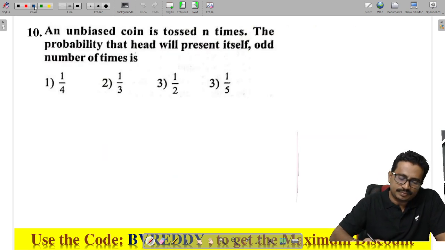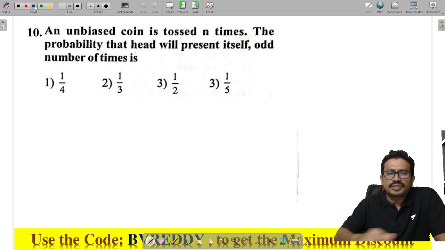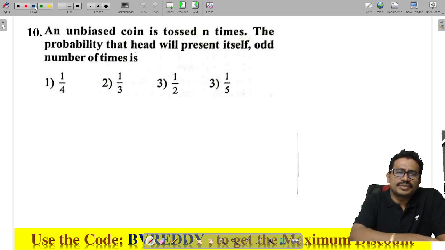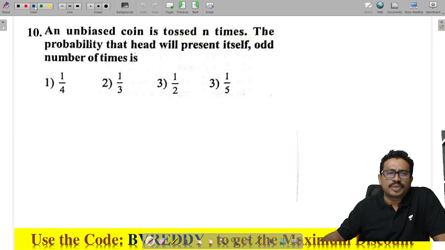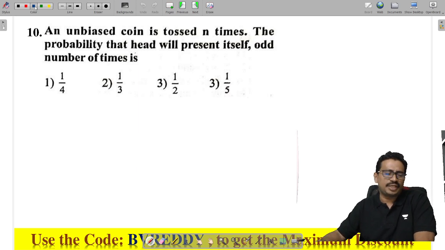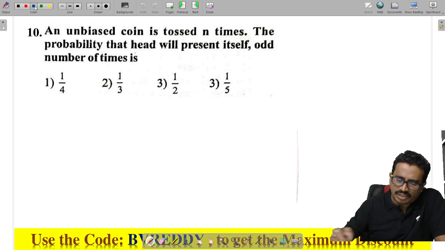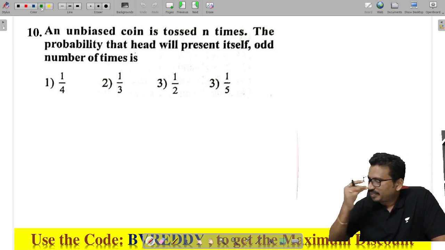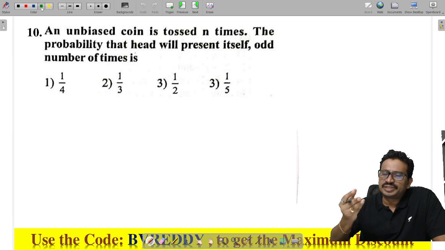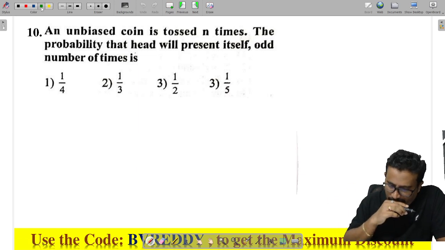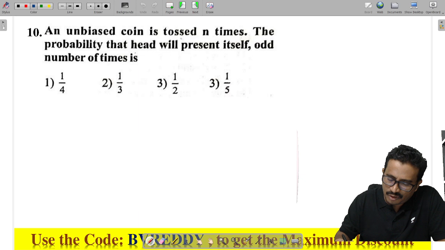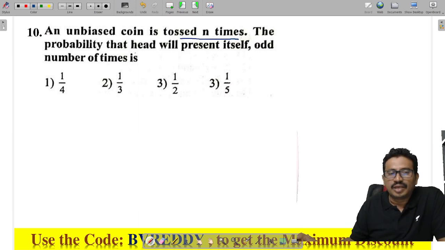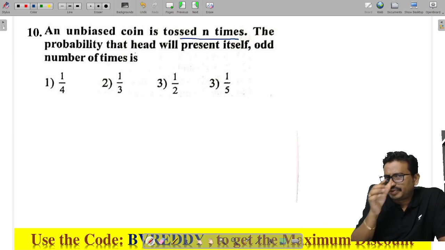And next, an unbalanced coin is tossed n times. The probability that head will present itself an odd number of times. Odd number of times means what? Head will appear the first time, the third time, the fifth time, like that. Here this is a finite number of times, so we use the binomial theorem.